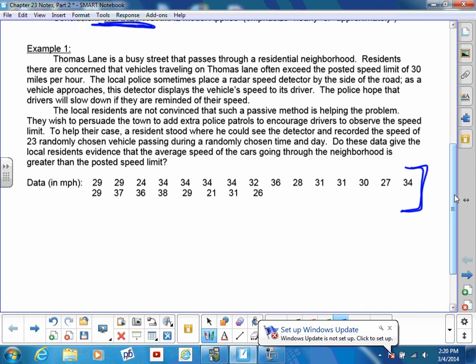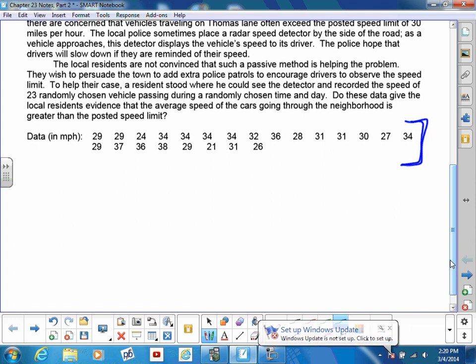Here is our data. Let's do a phantoms model because that's a test. And so the first thing we need to do is a P, which is a population parameter. So what is our population parameter? What is the population we are going to be making an inference about just from this one little sample?